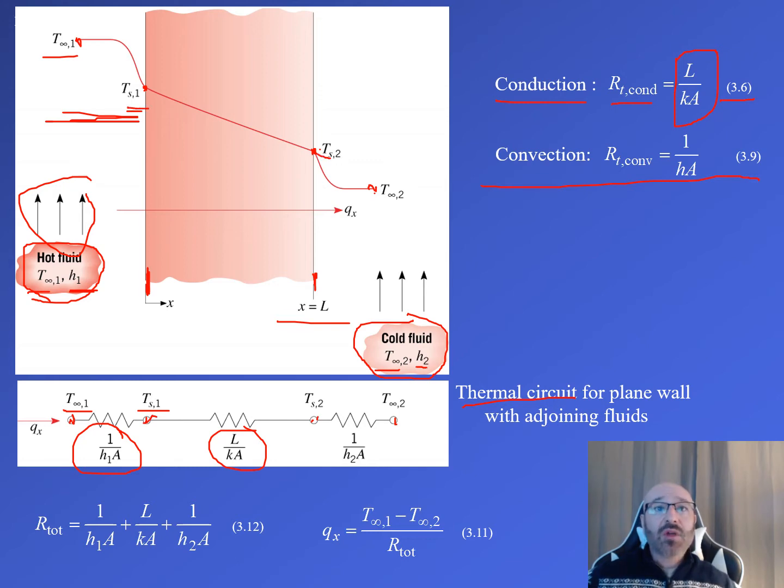And then I go from my surface temperature TS2 to my surrounding cooler fluid over here, and I say, okay, what's going on there? Well, that is, again, going to be convection through that fluid. But now I have TS2 and T infinity 2 as my 2 temperatures. And I have my value right here of H2 for my cold fluid. So that's where I come up with this relationship of 1 over H2 A.